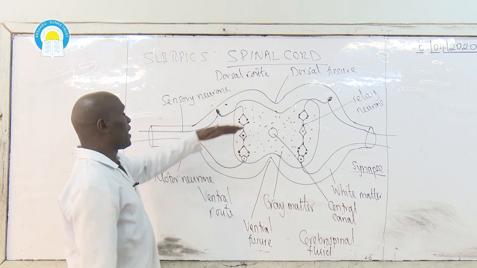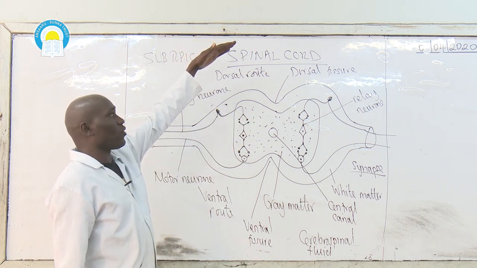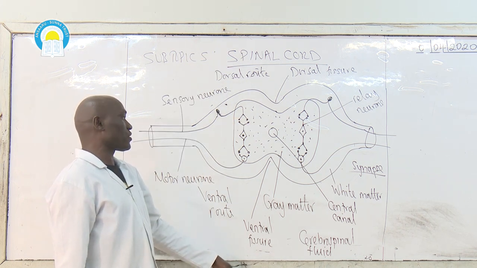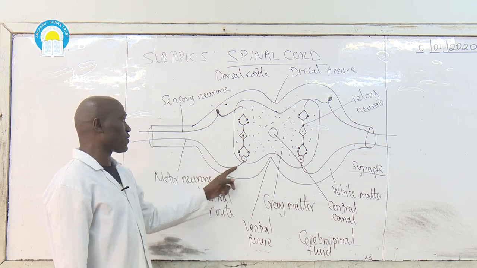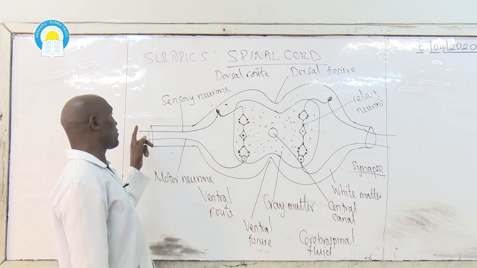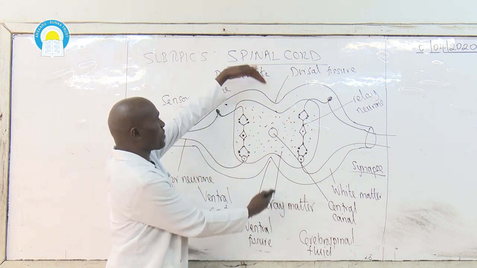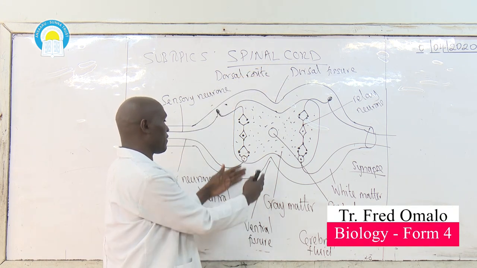Then, as I mentioned before, the upper part of the spinal cord is known as dorsal root. The lower part is known as ventral root. On the ventral side, we have motor neuron. On the dorsal side, we have sensory neuron. Then the depressions. The depression on the upper part, dorsal fissure. Depression on the lower side, ventral fissure.